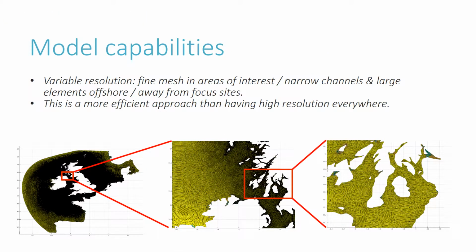The advantage of using a variable resolution unstructured model is that you can have this high resolution in areas close to the coast and in shallow water, and coarser, larger elements far away. If you were to use the high resolution elements everywhere, it would be computationally much more intense and your model would be slower to run. This example just shows a zoom in of the UK continental shelf, where we have high resolution in the complex Scottish bathymetry, but then coarse triangles further away.